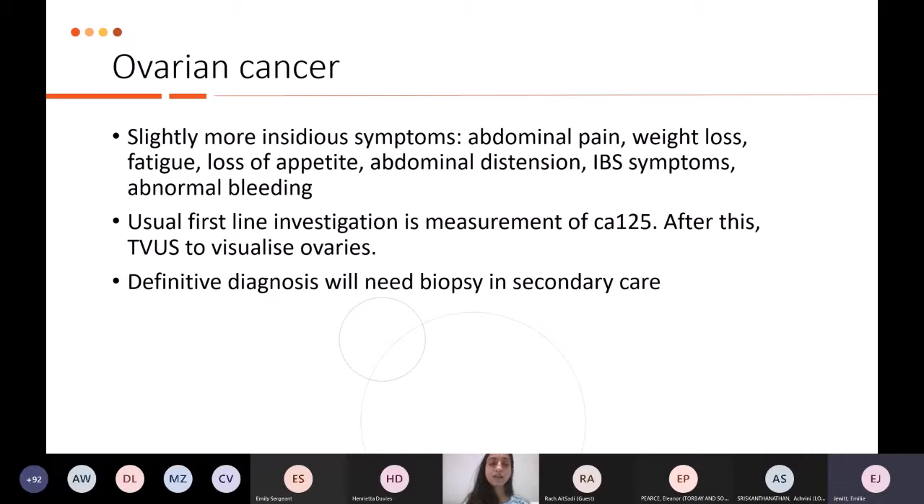Ovarian cancer is a little bit more insidious in terms of symptoms. So women present with abdominal pain, weight loss, fatigue, loss of appetite, IBS symptoms, which is kind of a red herring because you tend to get diagnosed with ovarian cancer a little bit later in life, and developing IBS later in life is a little bit unusual. And again, you would refer these women under 2-week wait, but you would probably also do with these symptoms a CA125 and an ultrasound as well to visualize the ovaries and see what's going on. And then definitive diagnosis and management would be a biopsy, and then management in secondary care as well.